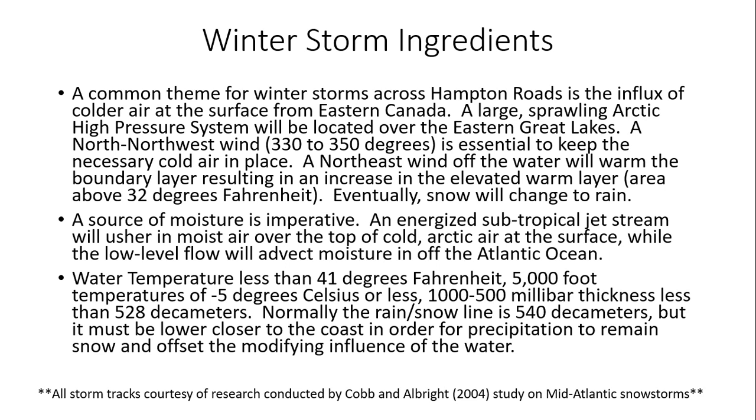Additionally, the 5,000 foot temperatures, you want those to be negative 5 degrees Celsius or less. 0 to negative 5 degrees Celsius, you could be seeing a mix of rain and snow with those temperatures. Anything above 0 Celsius, if it's on the positive side of 0 Celsius, is just basically going to be rain. So we look at that.